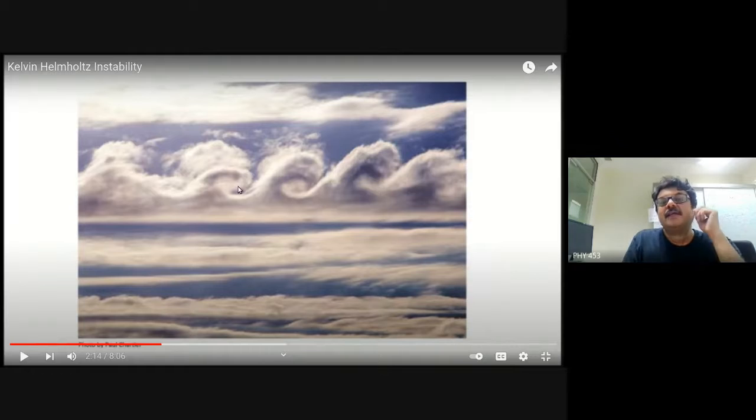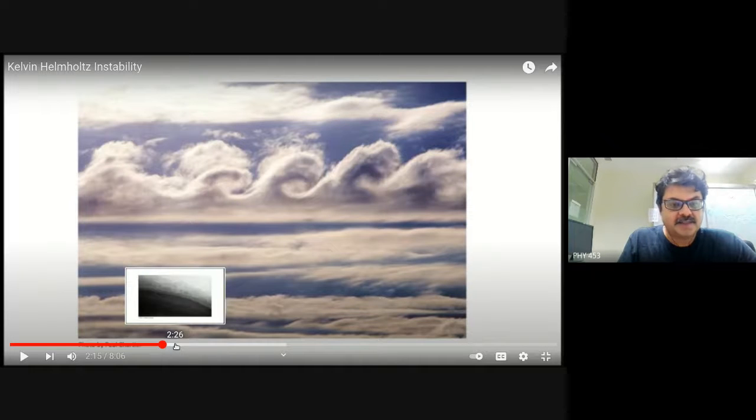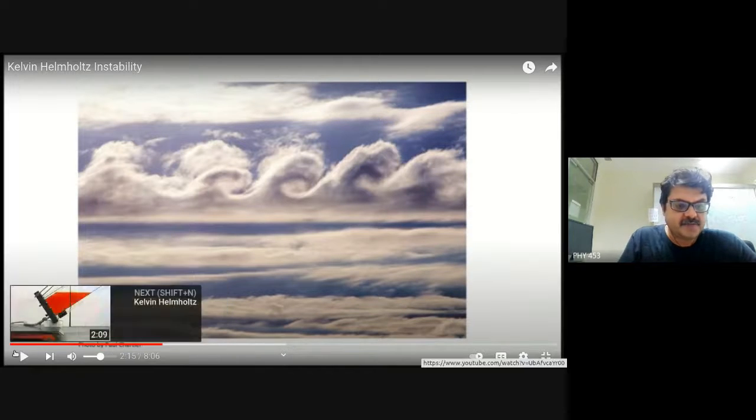So you see, as a consequence, wave-like patterns forming even in the clouds, right? So here is an example. Waves formed due to Helmholtz instability, and you can also see it up there in the clouds, and somewhere else.